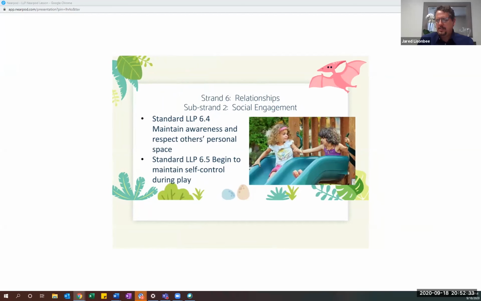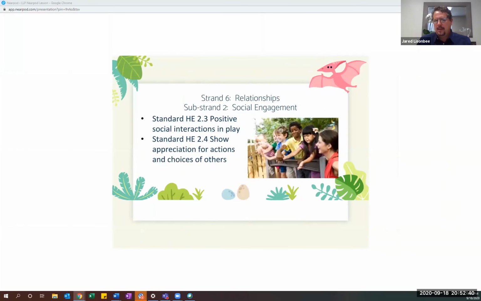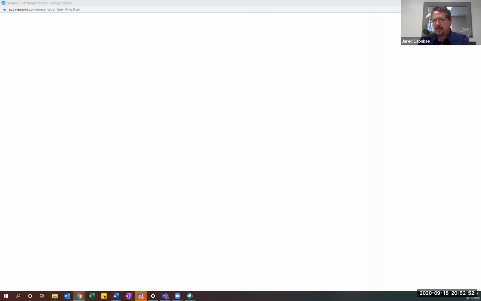Here again, maintain awareness and respect for others' personal space and begin to maintain self-control during play. Then really focusing on the play side of things, positive social interactions, plays, and then also show appreciation for the actions and choices of others. Here, like I said, we're going to skip through here so that we're sure to have time for planning.